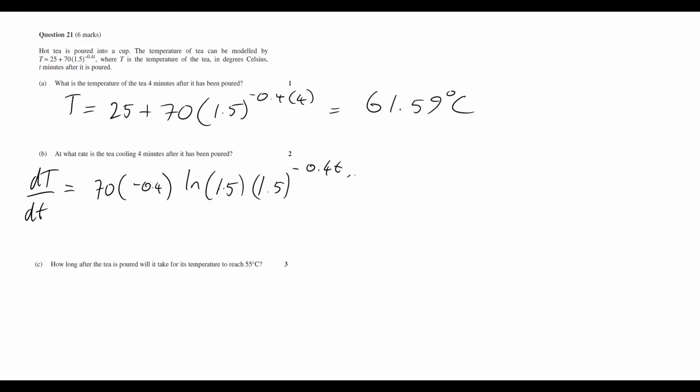Okay, so now all we need to do for this actual question is just rewrite this out now as dT on dt of 4. So all we do now is instead of putting a lowercase t in here, replace that with a 4. And then putting that into your calculator, you will get a value of minus 5.93. And now we need to interpret that. So what does that mean? This is the rate that the tea is cooling 4 minutes after it has been poured. So what we can say here is that it is going to be measured as minus 5.93 degrees Celsius per minute.